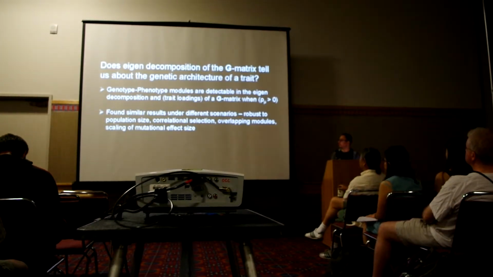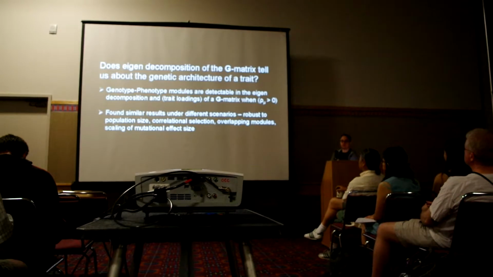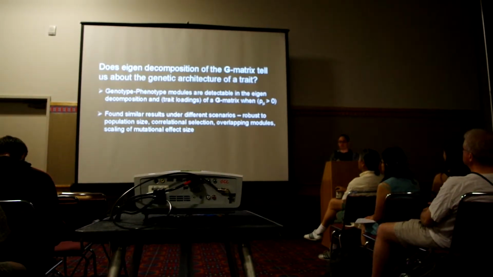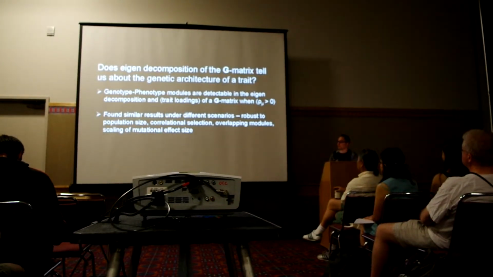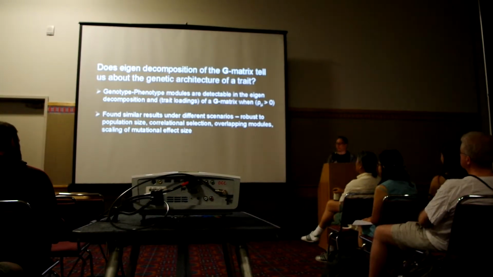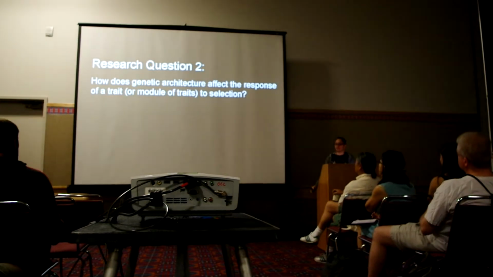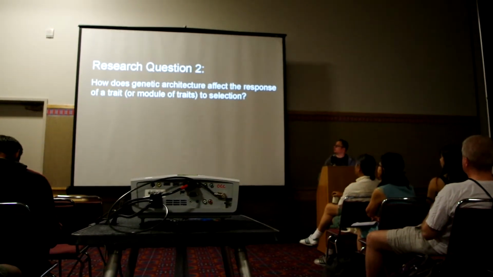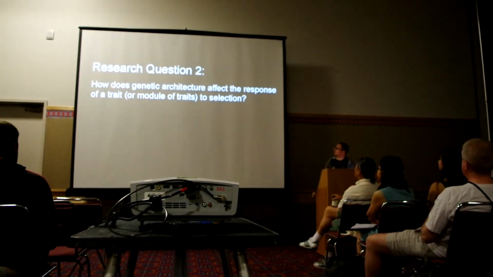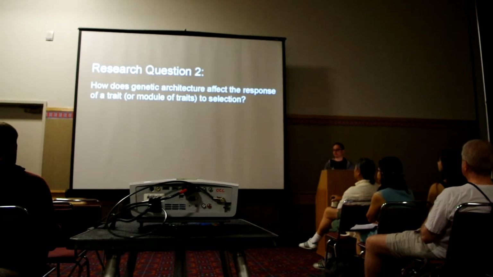And I want to emphasize that we found similar results when we tested this with different population sizes, with correlational selection included, overlapping modules, and when we scaled the mutational effect size. The second question that I wanted to ask was how genetic architecture affects the response of a trait to selection.